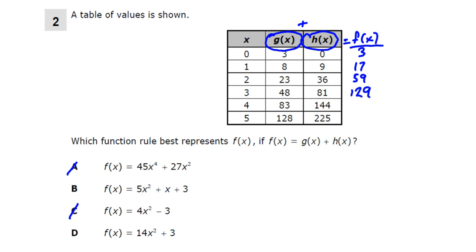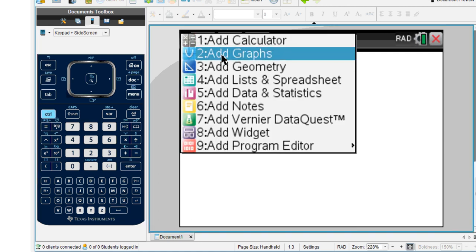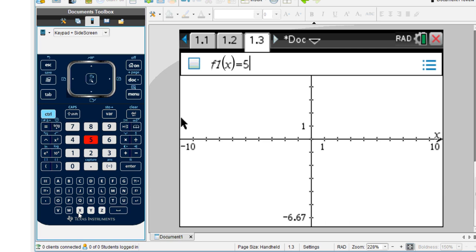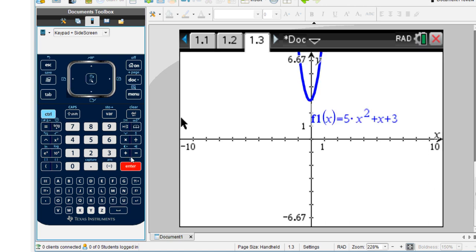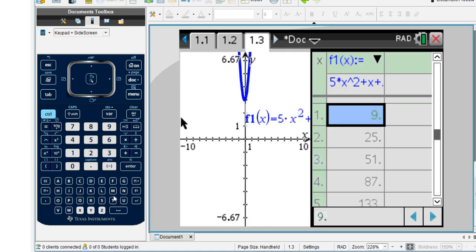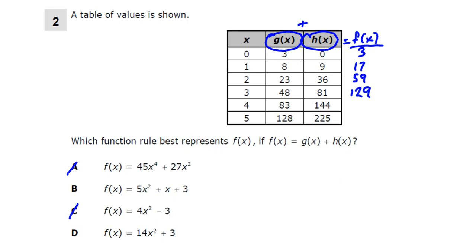So we go to our calculator, and we get a graph page. 5x squared plus x plus 3. And we graph that, but we go to table view, Control T. And do we get these values here? Let's see, we should get 0, 3. Let's see, 9, 25, 50. I don't think that's it, is it? Let's take a look at it. No, it's not it. So let's go ahead and try answer choice D.